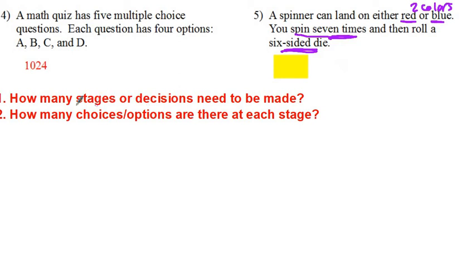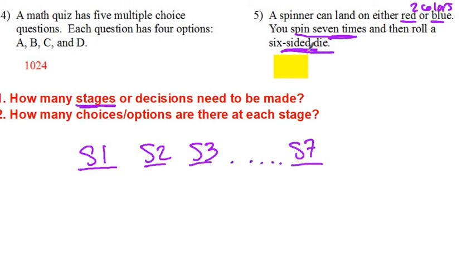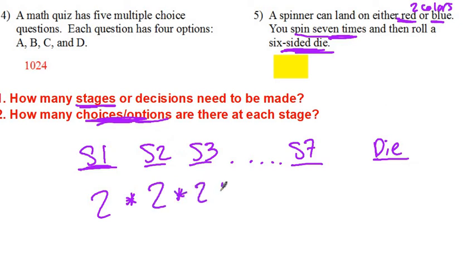So how many stages are there? Well, there's spin number 1, there's spin 2, there's spin 3, and so on. Each of these are different stages, and then we are rolling the die. So that's another stage. So it looks like there are 7 decisions or actions with the spinner, and there's 1 with the die. How many choices for each? Well, for spin number 1, I have a choice between red and blue. So that's 2 options. Okay, we're answering this second question right here. For spin number 2, I have 2 options. Spin number 3, I have 2 options. And all of these are going to be 2 options.